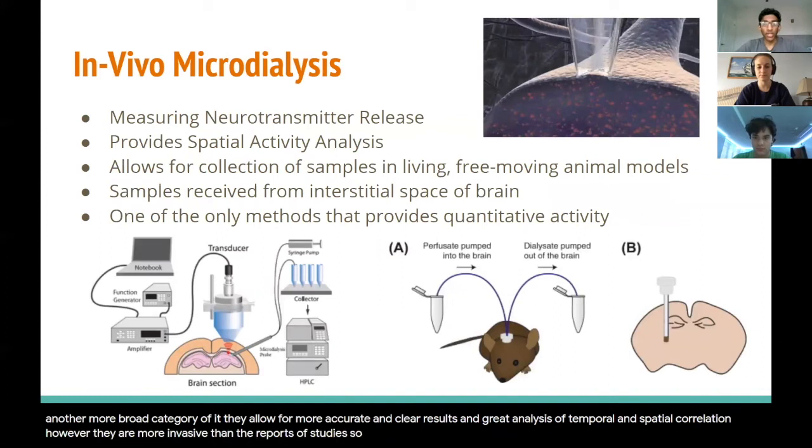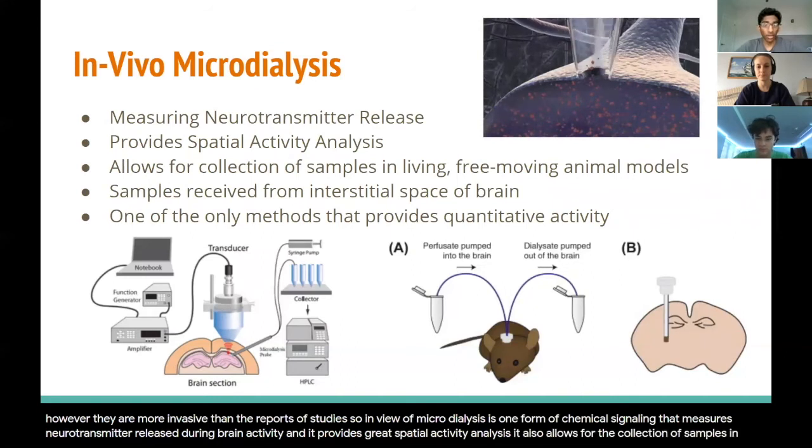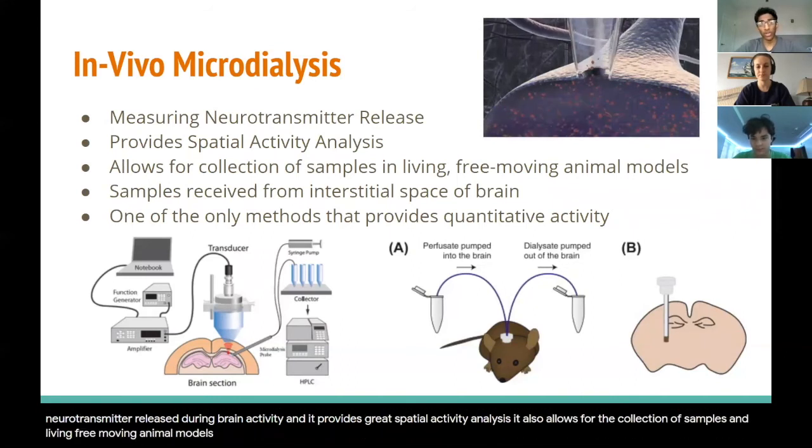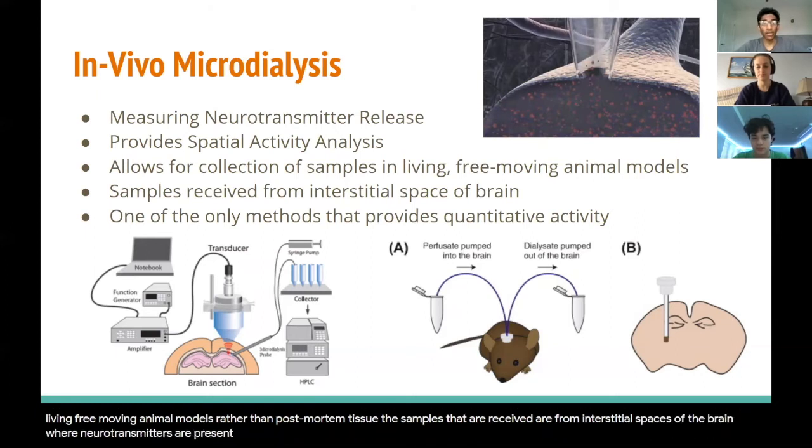So in vivo microdialysis is one form of chemical signaling that measures neurotransmitter release during brain activity, and it provides great spatial activity analysis. It also allows for the collection of samples in living, free-moving animal models rather than post-mortem tissue. The samples that are received are from interstitial spaces of the brain where neurotransmitters are present, and one of the only methods that provides quantitative study activity is in vivo microdialysis.